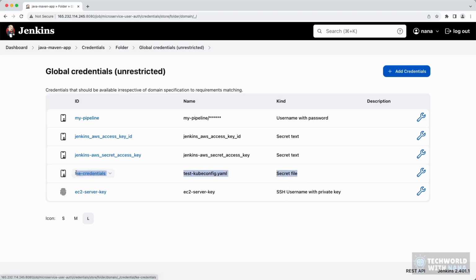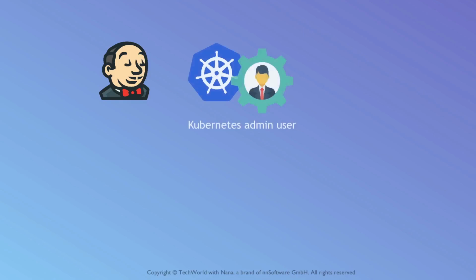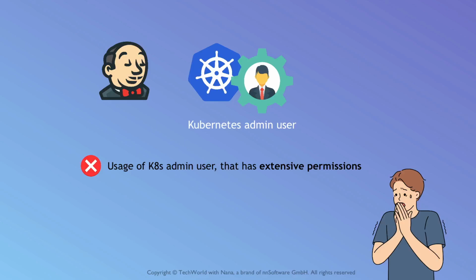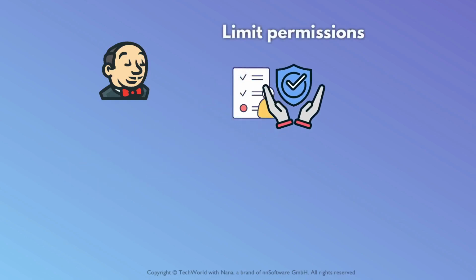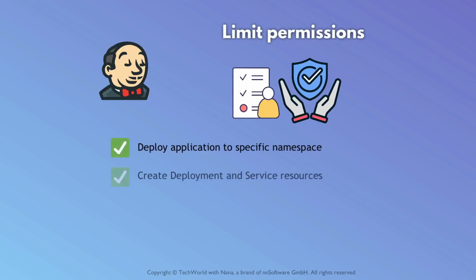Same way here you see we have created Kubernetes credentials using the kubeconfig that the Kubernetes admin user is using. So we basically have all the permissions to execute stuff and configure stuff in Kubernetes. So again, an alternative here would be to create a Jenkins user in Kubernetes. In Kubernetes, users are called service accounts. So basically create a Jenkins service account and give it only the permissions that Jenkins needs, which is basically just deploying a new application, creating deployment kind, service kind, and maybe some other stuff.